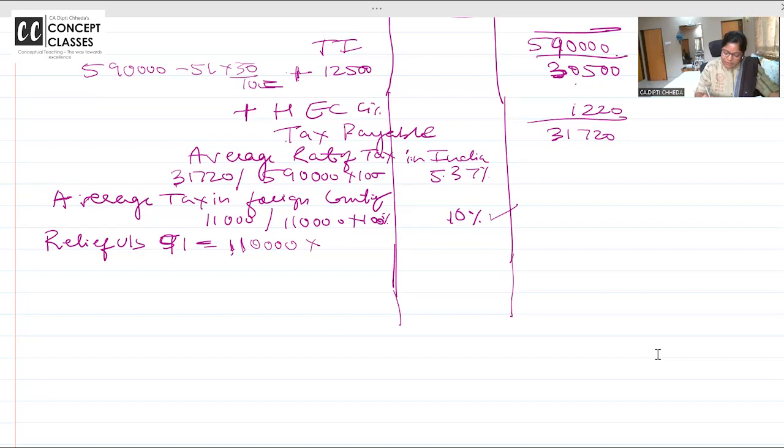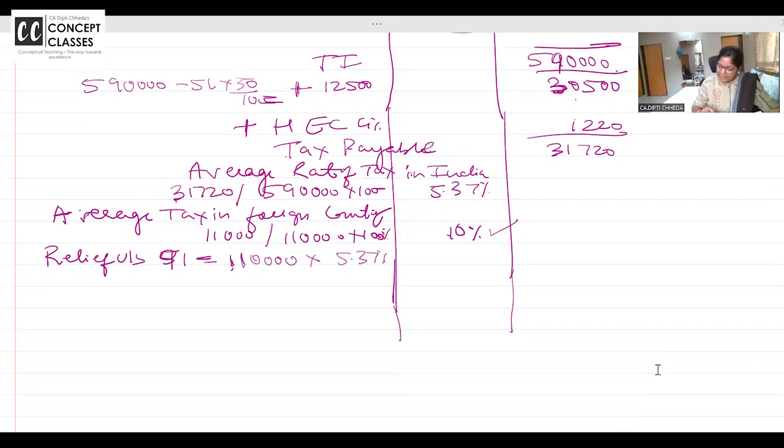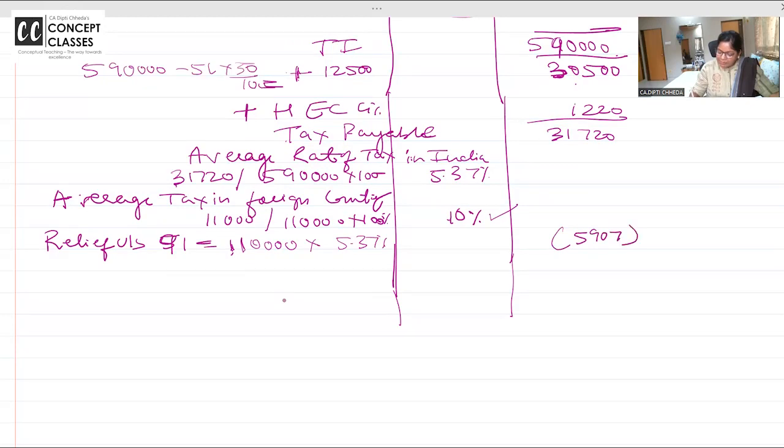One lakh 10,000 into 5.37%. Yes. How much are you all getting? Yes, keep putting the totals. What is the tax payable? Twenty-five eight one three. 25,813.